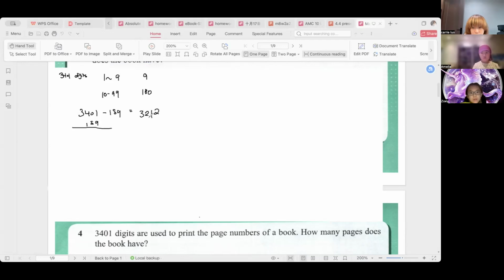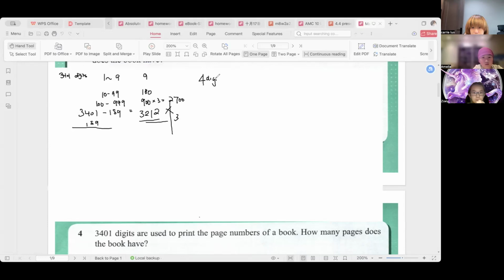Is it 3,212? 100 to 999 is 2,700 digits. Very good. So you're going to find out this one is not divisible by 3, right? But think about it. 100 to 999 has how many digits? It's 900 times 3 equals 2,700. That means this is a book with what?